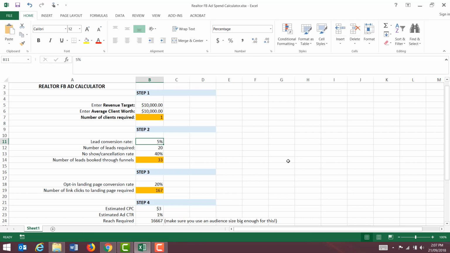So what this means for us is that we need to generate 20 leads in order to get that one client, based on our conversion rate of 5% that we've got built into this spreadsheet here. Now what we need to do is determine how many leads we need to send to a landing page, if we're using a landing page for example, to actually convert and make the numbers stack up according to our one client every 90 days based on 20 leads.